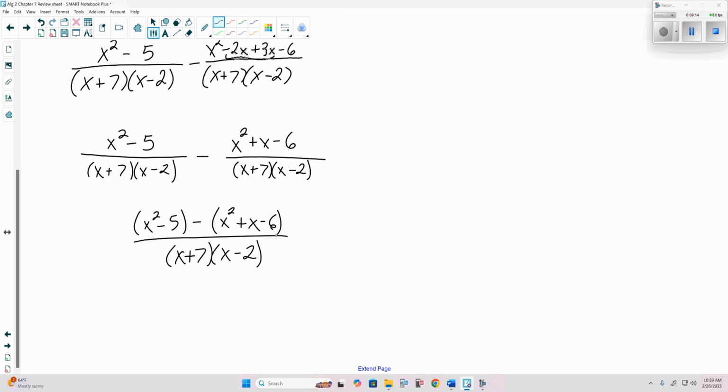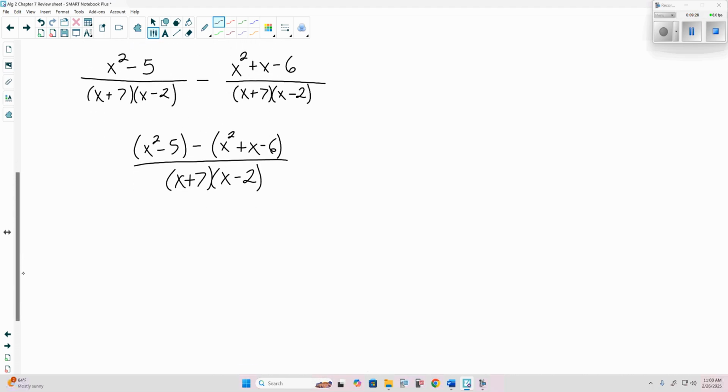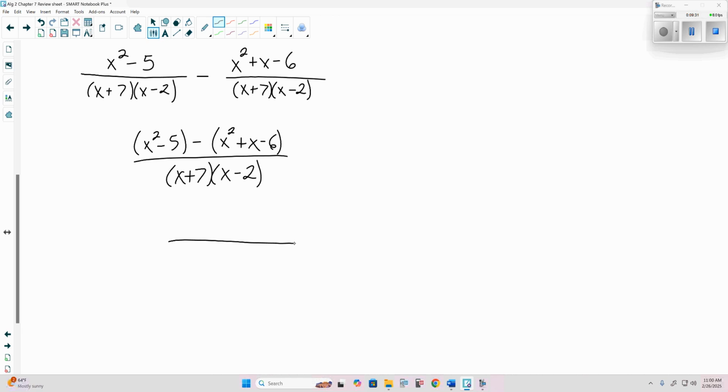Since we do have more than one term, especially in that second rational expression, putting parentheses around it is going to be helpful, because that negative is not applying just to the first term, just to that x squared. It's also being applied to the x and the negative 6. We have to distribute this negative through the whole expression. Our first expression, the x squared minus 5, does not have a negative in front of it, so it's just going to stay positive x squared and negative 5.